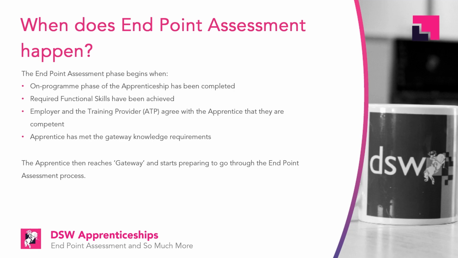Once the apprentice's Gateway documents have been approved, the independent endpoint assessor will make contact within 2 working days to arrange a planning meeting with the person listed as the on-programme assessor on the apprentice's EPA Pro profile. The key dates associated with the endpoint assessment will be planned during the planning meeting and confirmed via email with the training provider.